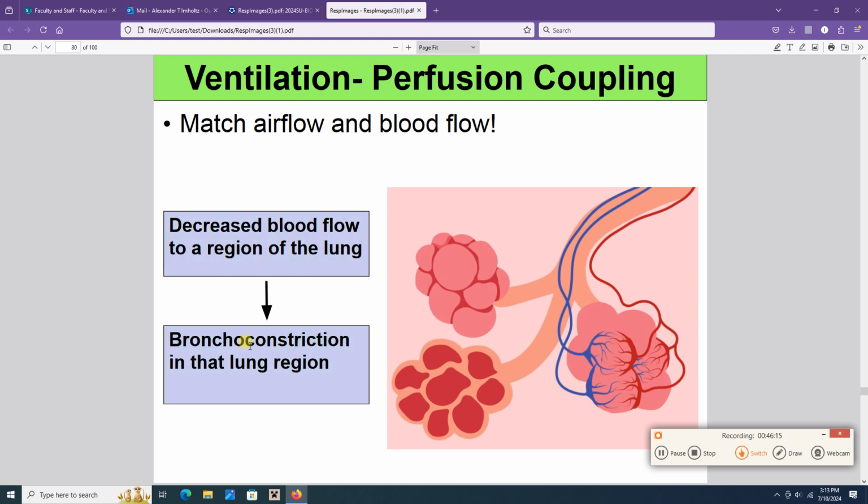Similarly, if there's decreased blood flow to a region, well, I don't want to send air there then. I'm going to bronchoconstrict in that region. So I'm going to match airflow and blood flow. That way I can get good exchange.